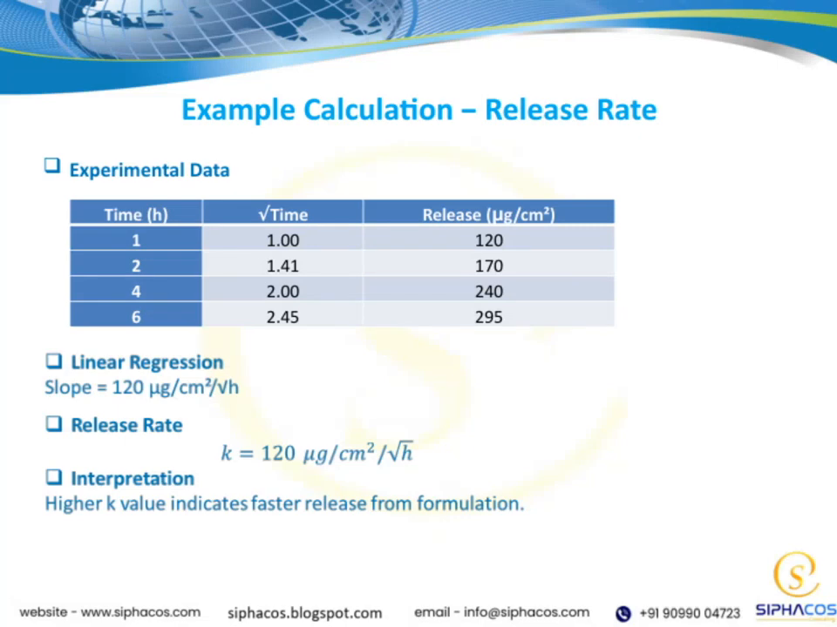Here, we see a table showing experimental data for release rates over time. The first column lists time in hours, starting at 1 hour and going up to 6. The second column shows the square root of time, which helps us analyze the release pattern. Finally, the third column gives the release amount in micrograms per square centimeter. This data lets us calculate how quickly the substance is released, giving insight into the underlying process.